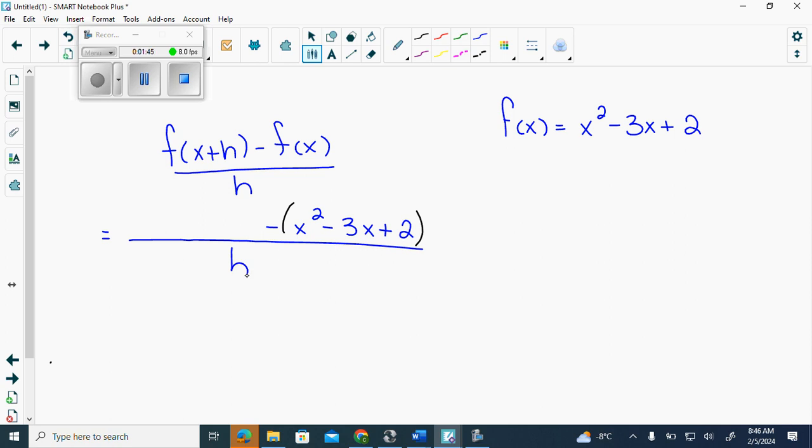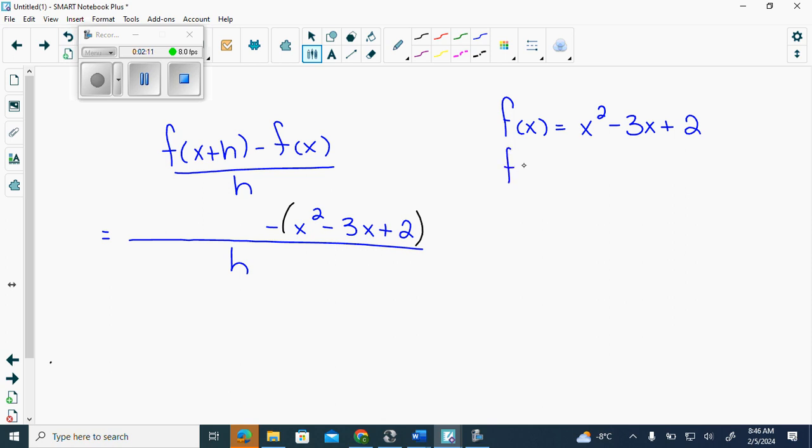Now I need to find out what the heck f of x plus h is. If I gave you f of 2, you would put 2 in for the x's. If I gave you f of a, you would put a in for the x's. If I gave you f of smiley face, you would put smiley face in for the x's. So if I give you f of x plus h, what are we going to do? x plus h in for the x's.